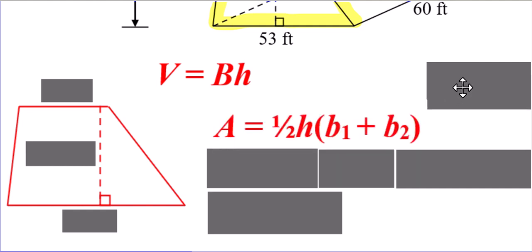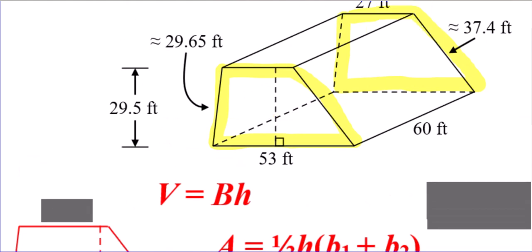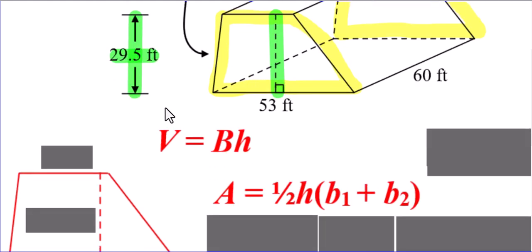From the formula sheet, here's your area formula of a trapezoid. It has height, which is normally a dashed line, and it has B1 and B2, which are parallel to each other. All right, so that height, as you can see here from the original drawing, is this dashed line. Where do they give us that measurement? It's not the 29.65, that's this diagonal. Oh, here it is. That's your height.